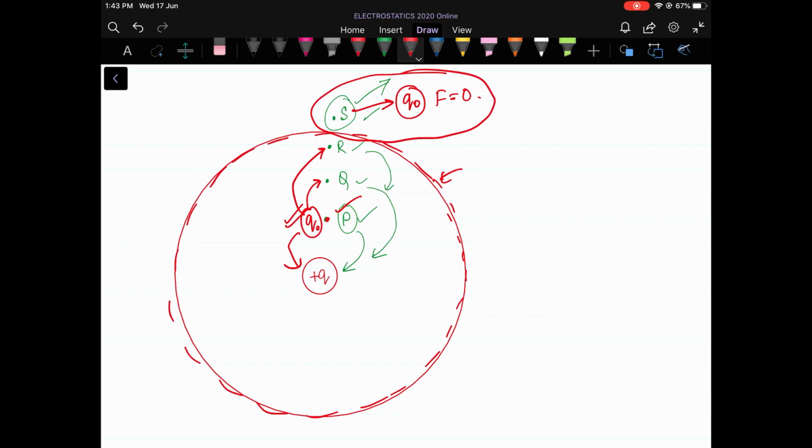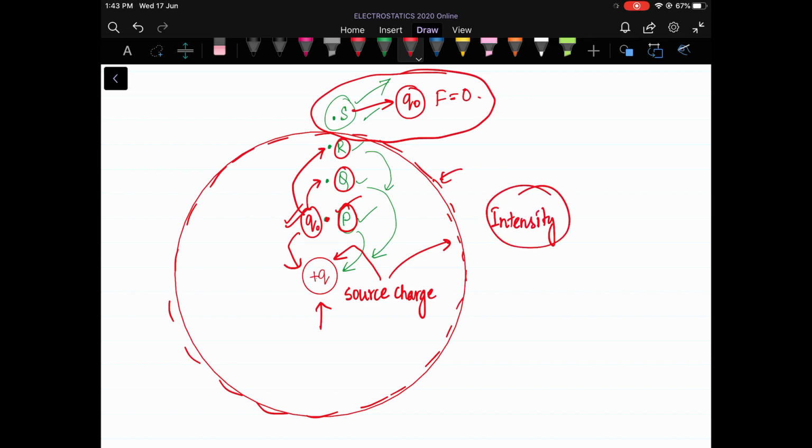What you have learned right now is that if I take any charge plus Q or minus Q, we have to start calling it a source charge. The reason is it is going to create a field, and this charge itself is the source of that field. And I can say within this field there will be points like P, Q and R where the strength of the field will not be the same. Some points will correspond to very high strength and some points will correspond to low strength. And we are going to use a term called intensity for that. So if I say at point P the intensity is very high, at point Q the intensity will be low, at point R the intensity will be much less.